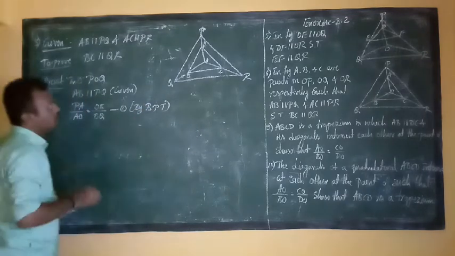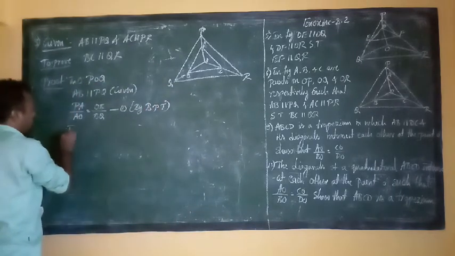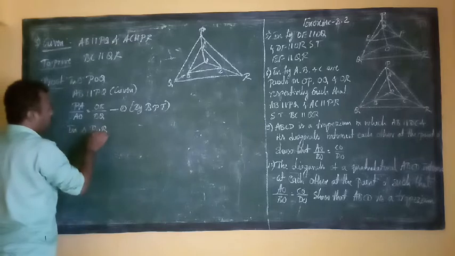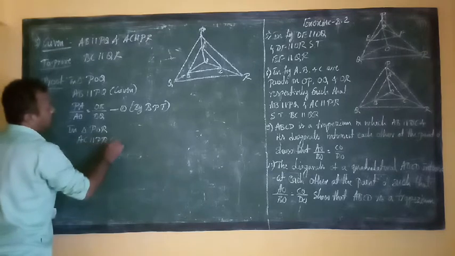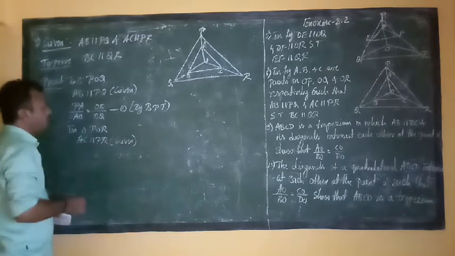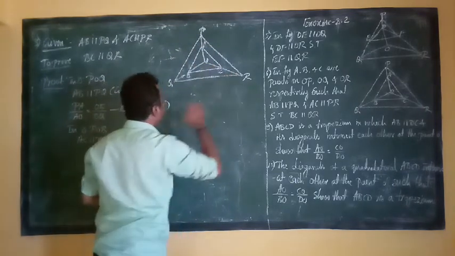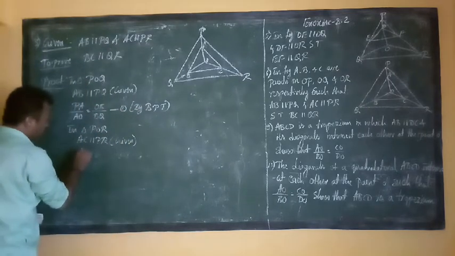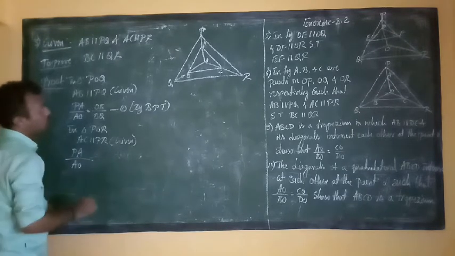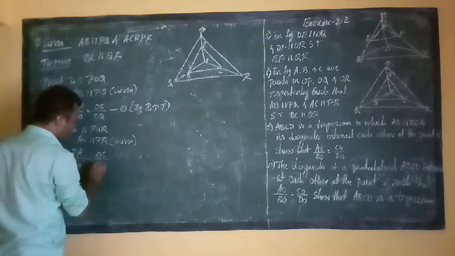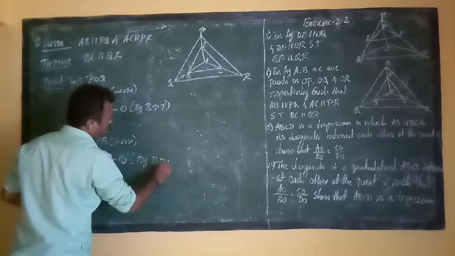Next, AC is parallel to PR. So we have to consider triangle POR. Therefore, AC is parallel to PR because of given. So again apply the BPT. PA by AO is equal to OC by CR. Equation number 2, again by BPT, basic proportionality theorem.